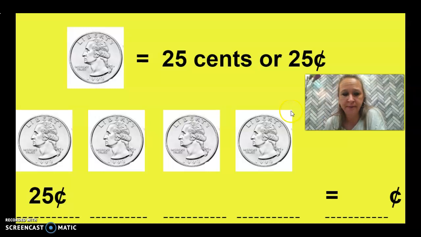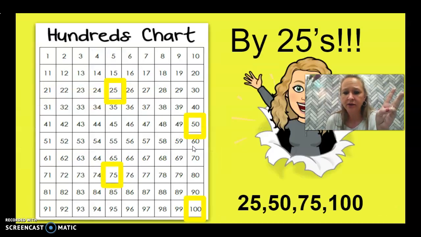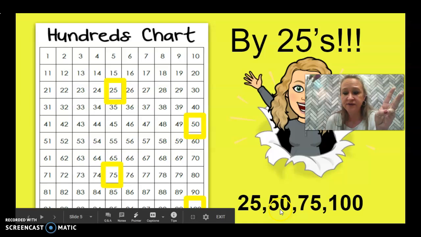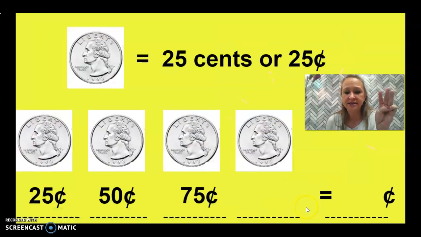Let me show you what I mean. So 1 quarter is how much? 25 cents. But if I have 2 quarters, do I have 25 cents? No, I have 50 cents. Remember how we count 25s? 25, 50. All right, what's the third one going to be? If you don't remember, you can come back and look right here. 25, 50, 75. That's correct.